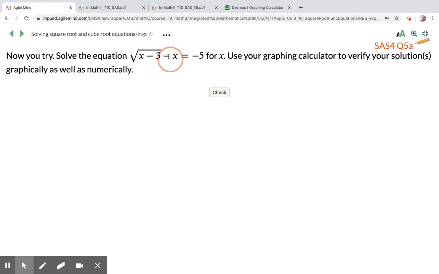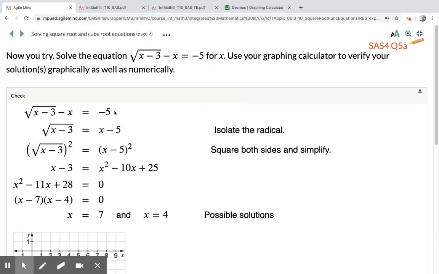All right, so the first thing I did is I added x to both sides. I wanted to get my square root all alone. So I went ahead and added x to both sides. So I got square root of x minus 3 equals x minus 5. And then I squared both sides. So I got x minus 3. And then x minus 5 squared gave me x squared minus 10x plus 25. Because remember, it's x minus 5 times x minus 5.